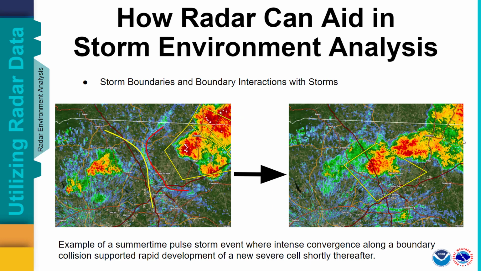Here's an example of a summertime pulse storm event where intense convergence along a boundary collision supported rapid development of a new severe cell shortly thereafter. In a favorable environment, can this information help the IDSS forecaster provide targeted threat messaging of potential severe storm development prior to the new storm developing?